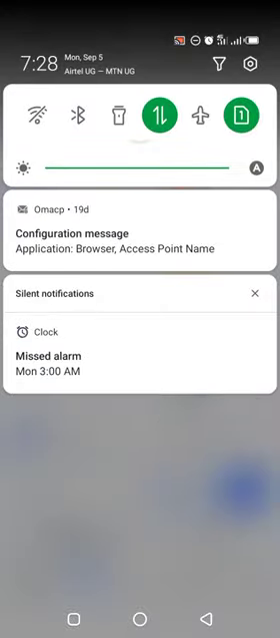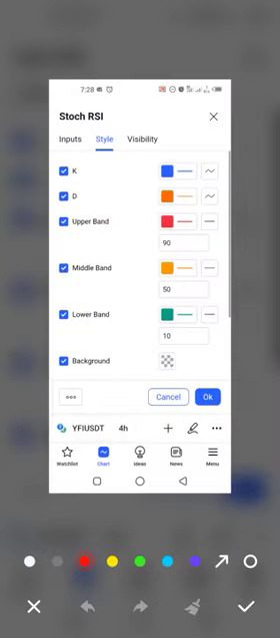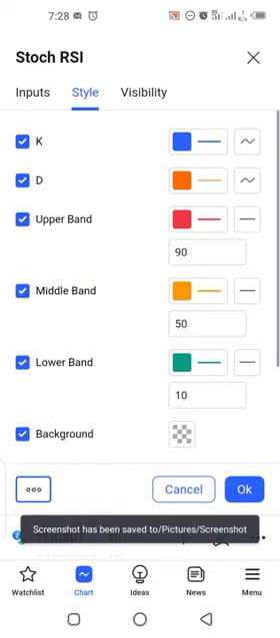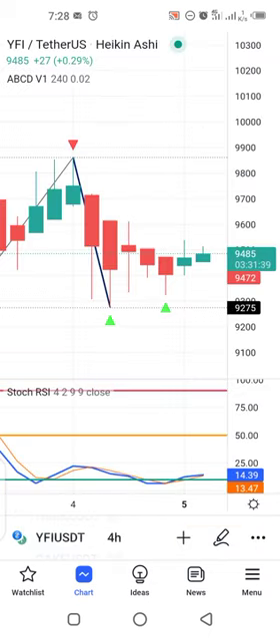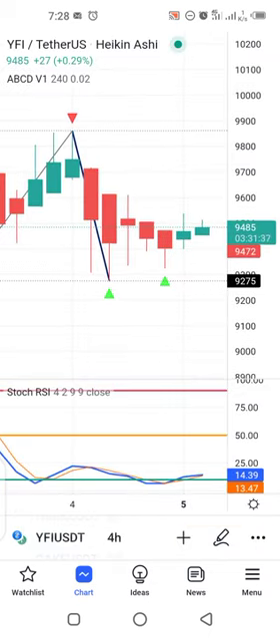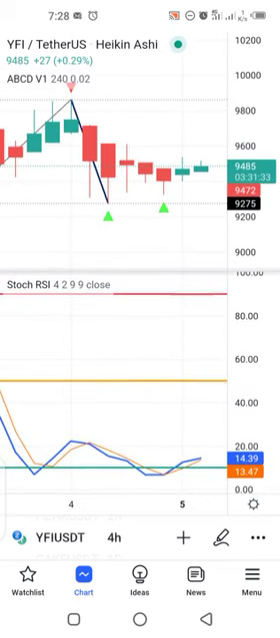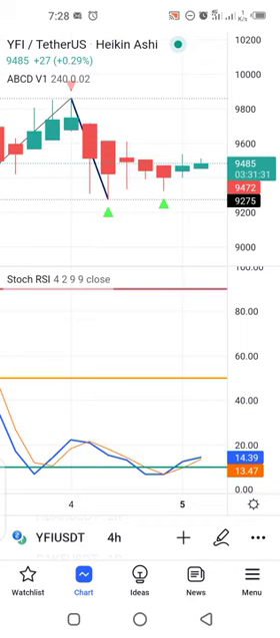But you need to know that whenever you set, you need to save. So there is this area here of 3 dots where you need to save as default. Then you press OK. So this is our stochastic RSI. Like you see, the stochastic RSI stands for relative strength index.